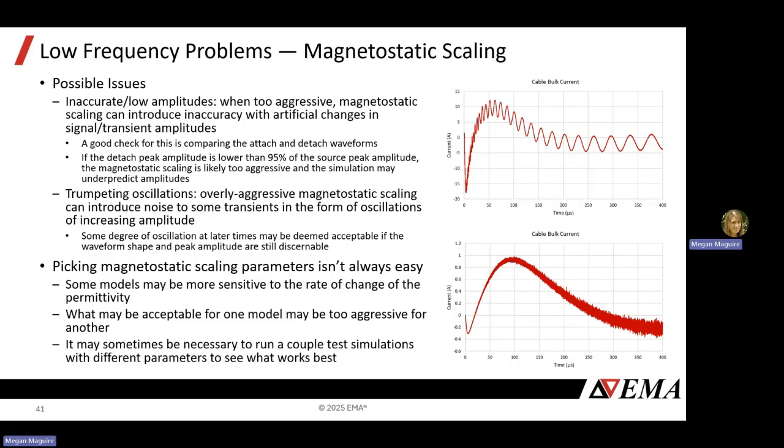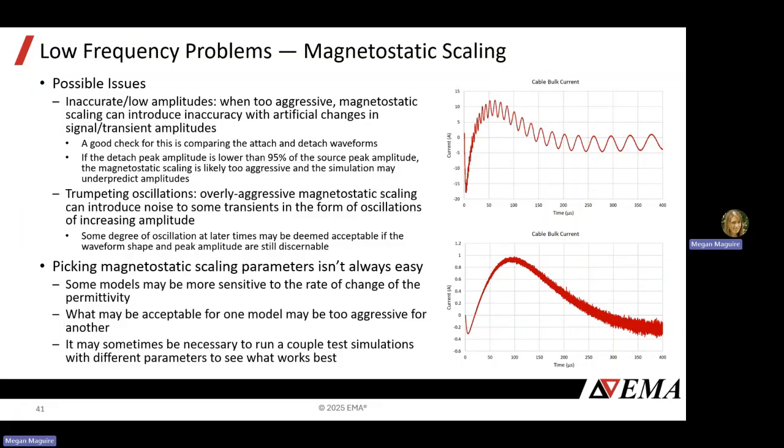Another thing that you might see are trumpeting oscillations, or increasing oscillations over time, which you can see on the right here. These can be caused by magnetostatic scaling, where it's introducing noise. However, they don't necessarily mean that your simulation isn't good. If you can make out a waveform and these oscillations are really constrained to later times, then the simulation may be deemed acceptable.